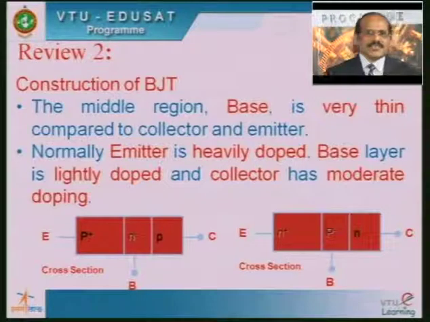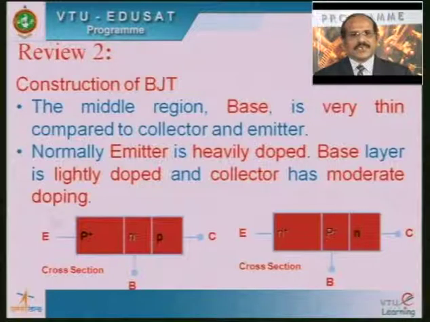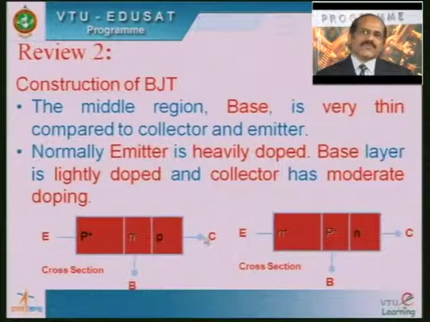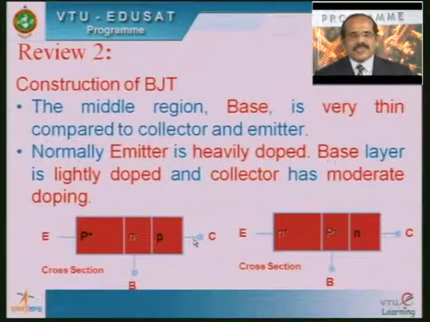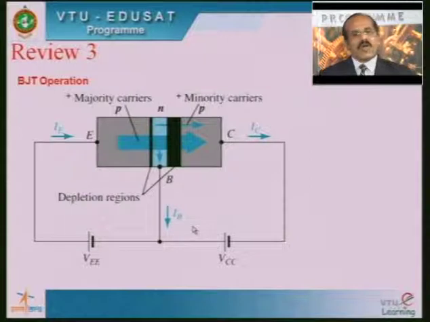In addition, you need to know the doping concentration of each layer. The plus indicates that the P layer, the emitter layer, is heavily doped, and N minus, the base layer, is lightly doped, whereas P, the collector layer, is moderately doped. That means the doping concentration of the collector is in between that of the emitter and base. And we also saw in the last class the operation of the bipolar junction transistor.